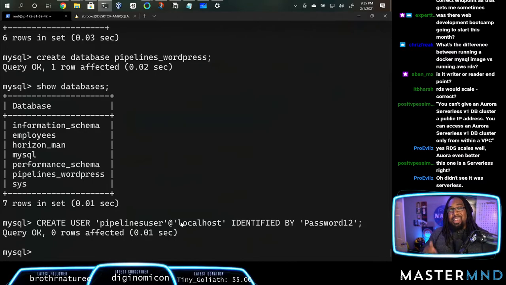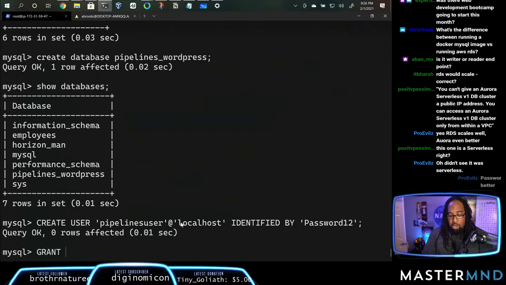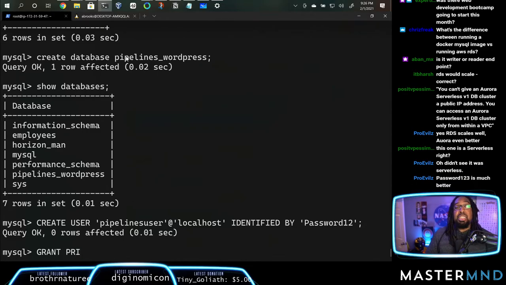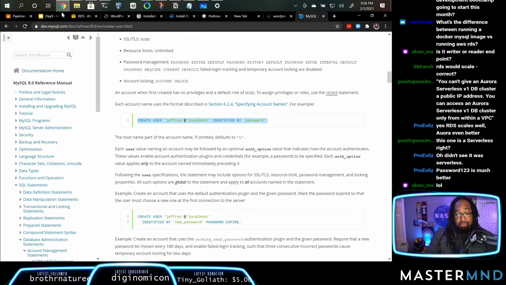I've created the database. Now I need to give access for this user to the database, and I'm trying to remember the command for this. Password123 is better, that's why we switched it up to 12. People guess password1 and people guess password123. No one guesses password12. Nobody. It's one of the most secure passwords out there.